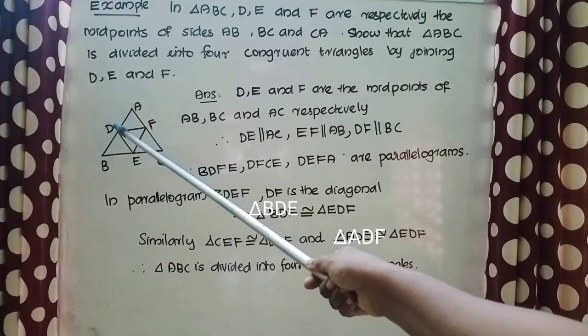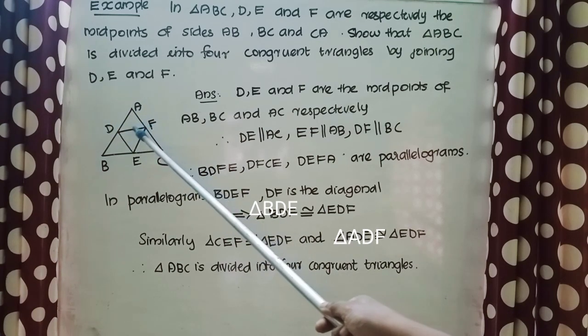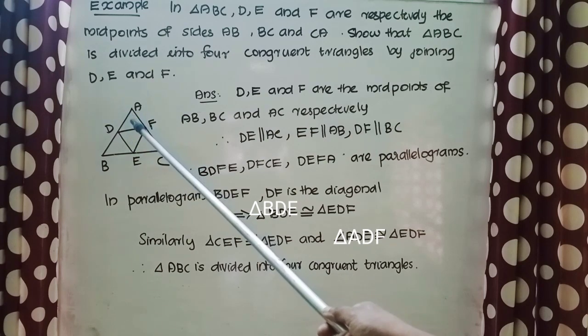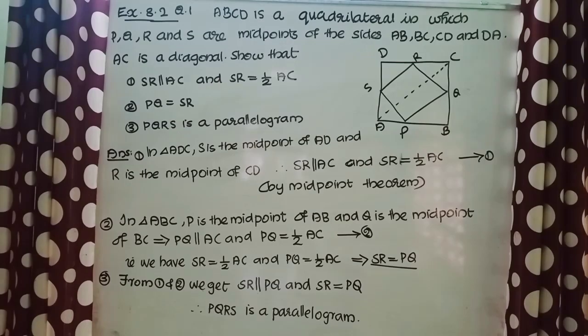Similarly, in the parallelogram DEFA, this DF is the diagonal. So these two triangles, that is triangle ADF and triangle DEF, are congruent. So we have got all the triangles are congruent. So we can conclude triangle ABC is divided into four congruent triangles.